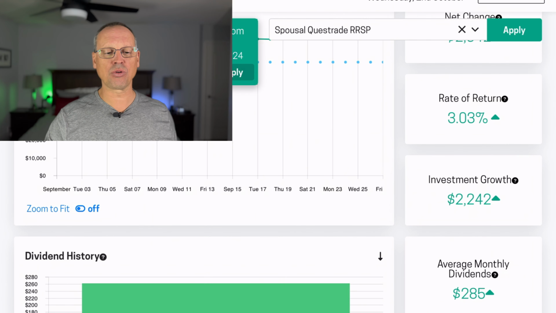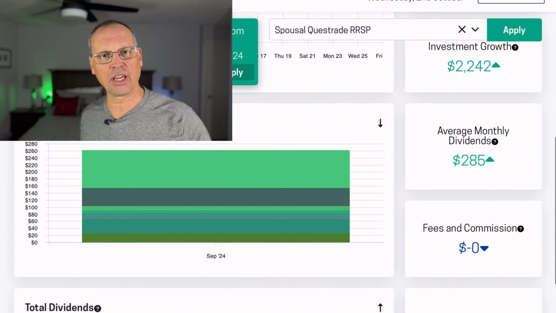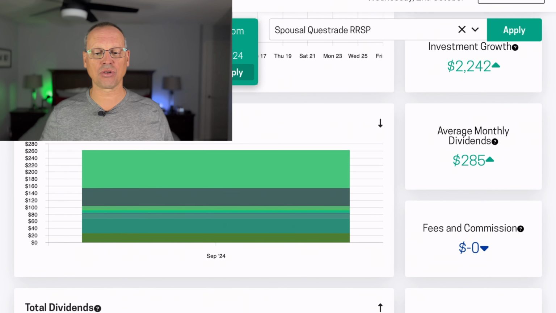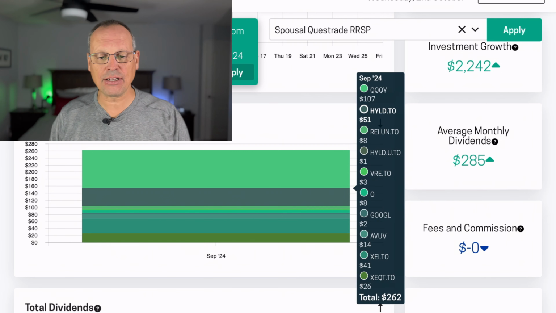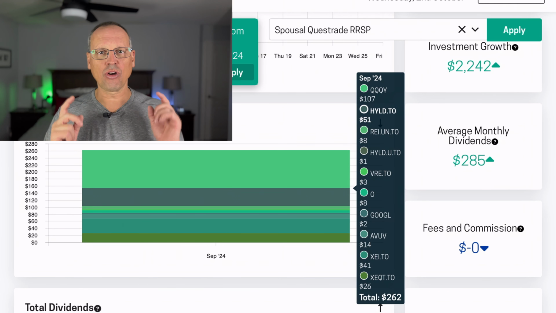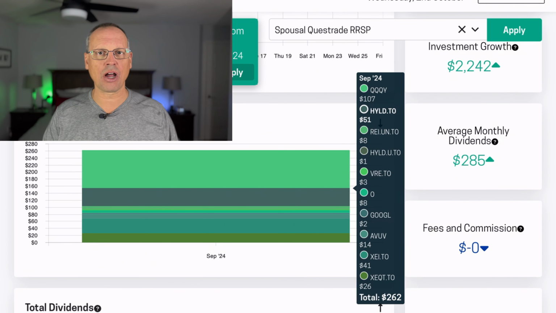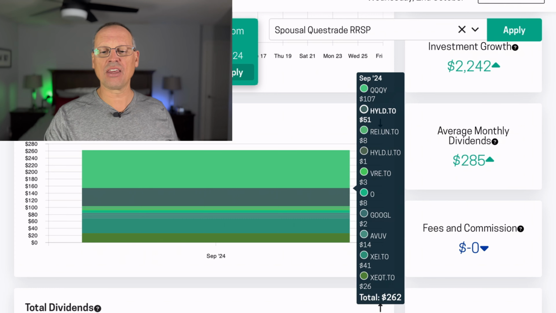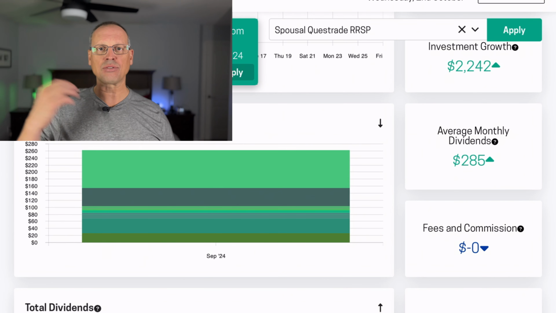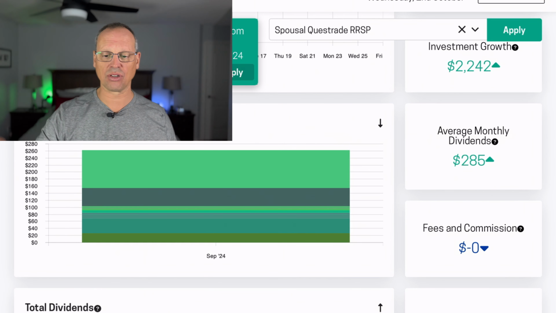$2,242. And as we scroll down, this is the part that a lot of people are really interested in, is the dividend history. So here on the left side of the screen, this is broken down by each security, so you can see them on the screen, and how much dividends were earned from each. So the total earned in September was $262. The average on the account sits at $285. And of course, as we reinvest and add money, that will continue to grow.